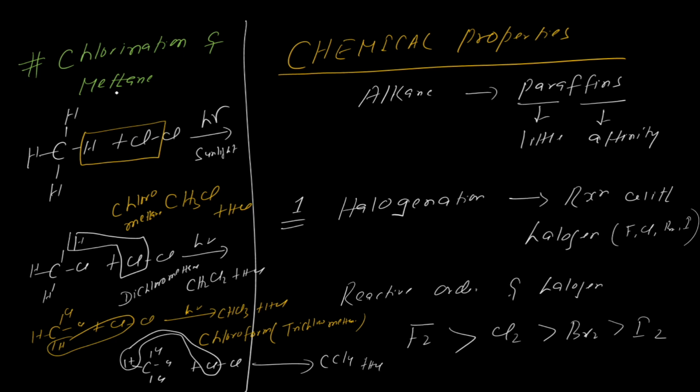So this is the chlorination of methane. It will give you 4 products. How many products will it give you? One is chloromethane, this is 1. Other is dichloromethane, this is 2. Other is chloroform, that is trichloromethane, 3, and other is carbon tetrachloride, or we simply say tetrachloromethane.